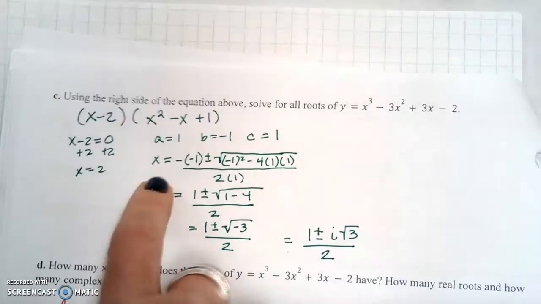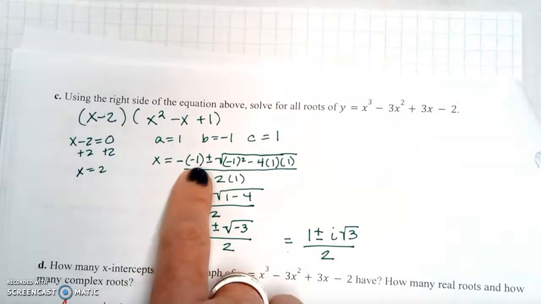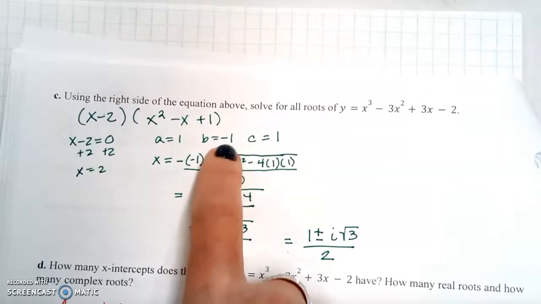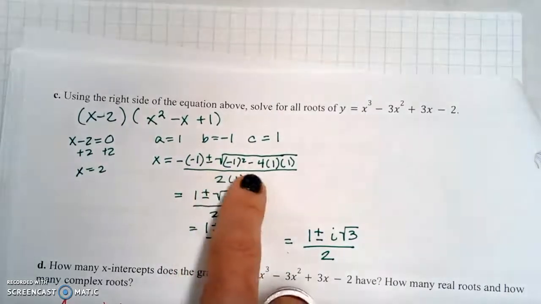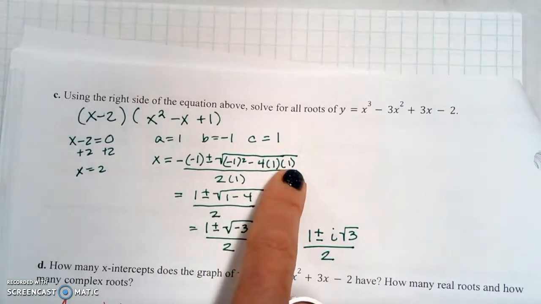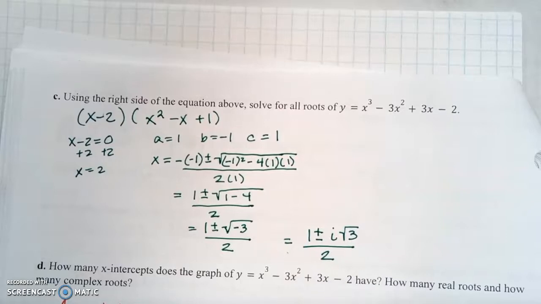It looks like this. x is equal to negative b. Plug in the negative 1. Plus or minus the square root of b squared, which is negative 1 squared, minus 4 times a, which is 1, times c, which is 1, all over 2a, which is 1. A lot of 1s. I guess that's good. It's easy to multiply by 1, right? On the next pass, we're going to simplify.